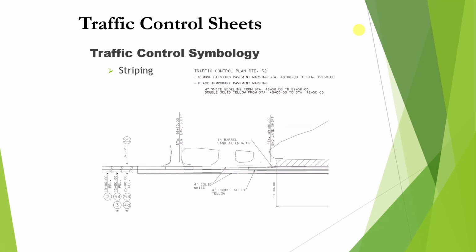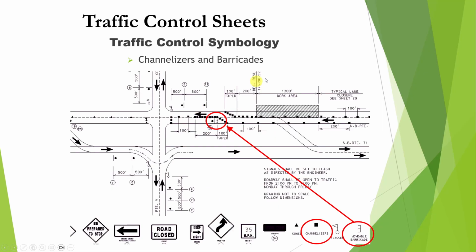Striping. Striping is called out with notes. Okay, that's what you're going to see most of the time with striping. You're going to see 4-inch solid white, and it's going to point to the arrows, or arrows are going to point to the lines. 4-inch double solid yellow, it'll point to it so that you know what it is, what we're doing there.